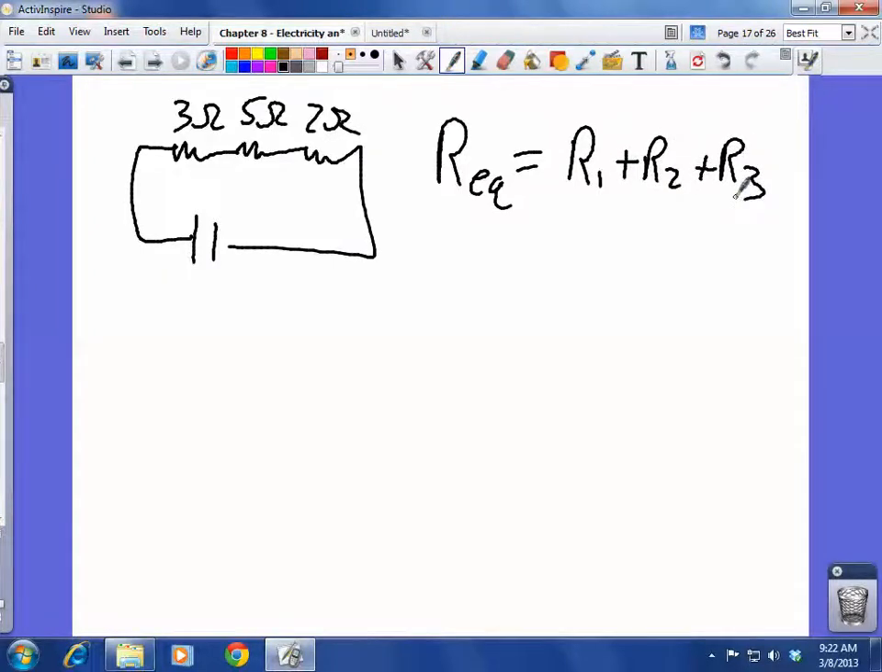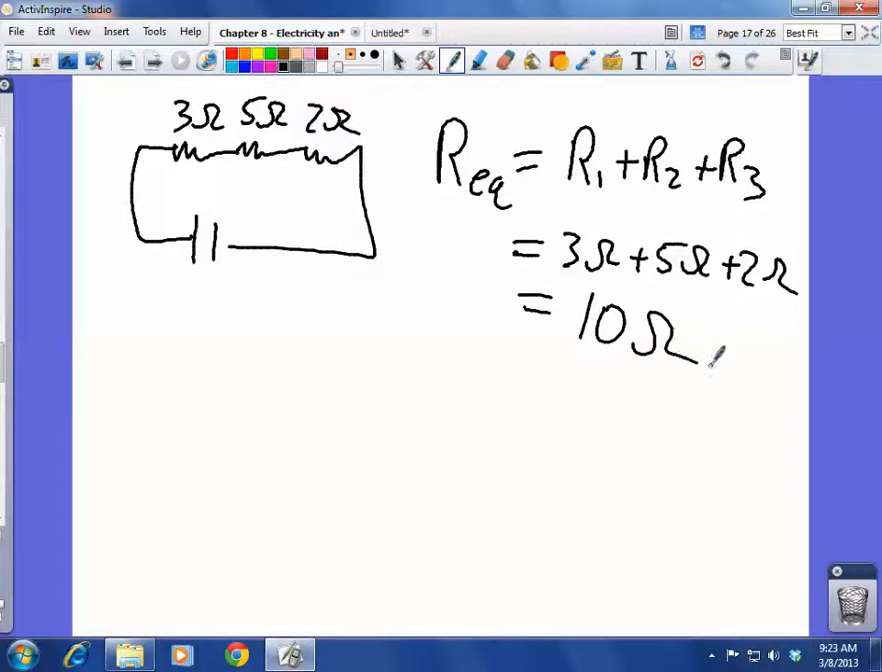And so it doesn't matter if I have 3, if I have 5, if I have 50. I'm just going to keep adding them up. So here I have 3 ohms plus 5 ohms plus 2 ohms. So 10 ohms.